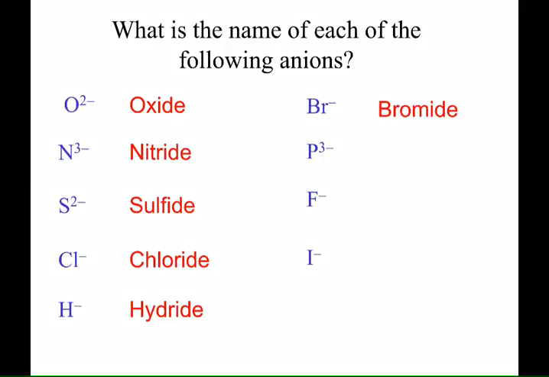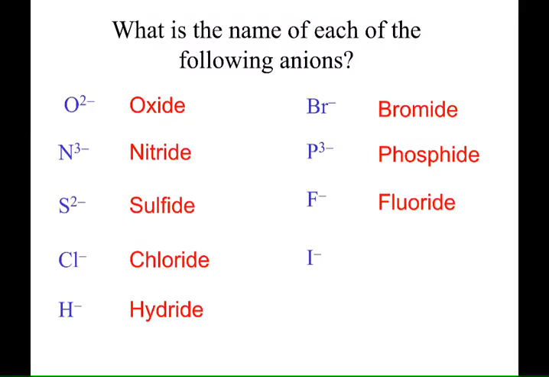Phosphorus would be phosphide. Fluorine would be fluoride. Hey, we put that in toothpaste, don't we? Iodine would be iodide. Okay, so these are, if this is your anion in your ionic compound, then the last name, this is the last names.